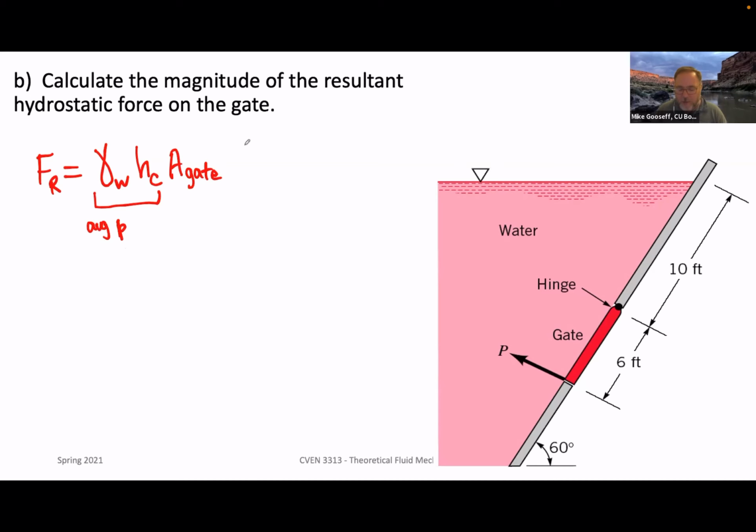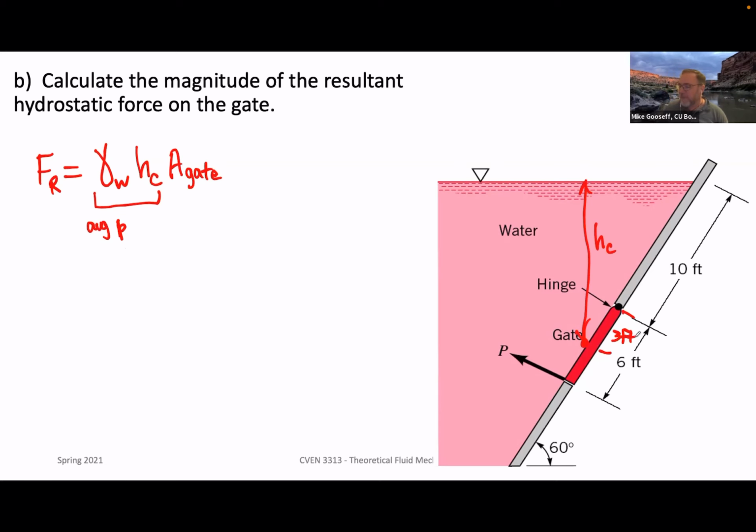So now what we need to do is figure out, if this is our centroid, basically what is h sub c to get to that center point. Now that center point, the centroid, should be halfway along the length here, right? So it should be 3 feet from this end.